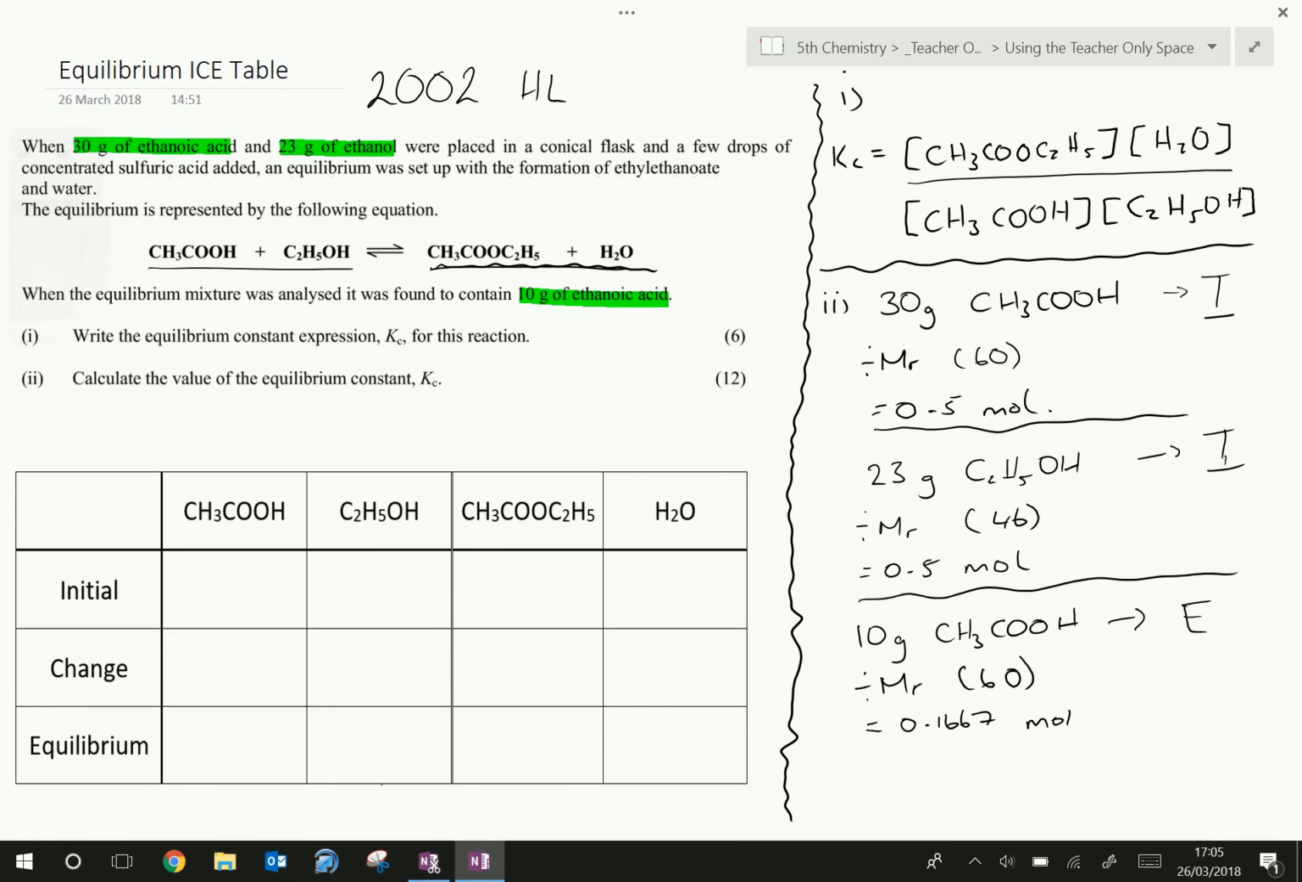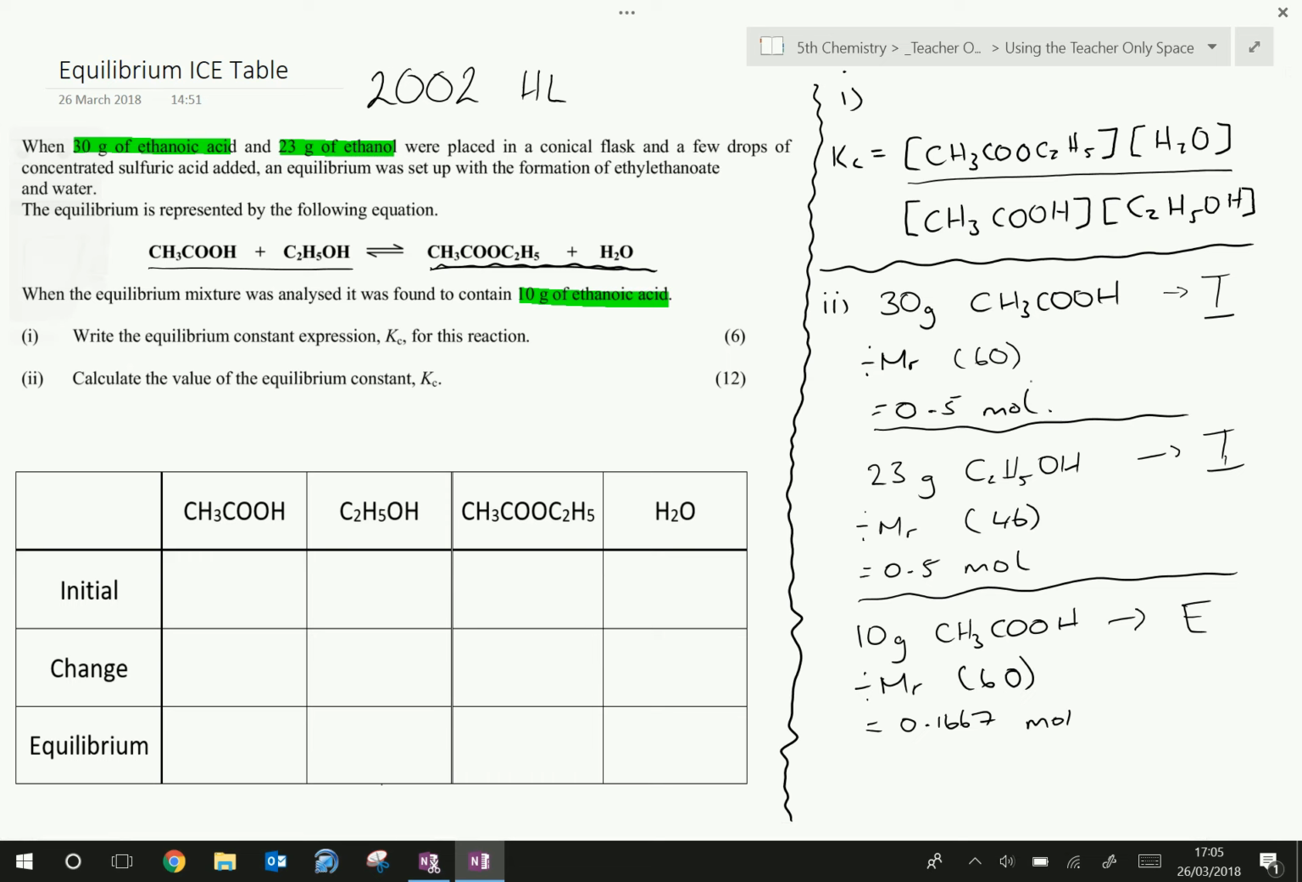So we have all of those values now as mole values. And from the question, we don't actually know the size of the container. So, for example, the 30 grams of ethanoic acid, I know I have 0.5 moles. But I don't know whether it's moles per litre, moles per 10 litres, moles per half a litre.